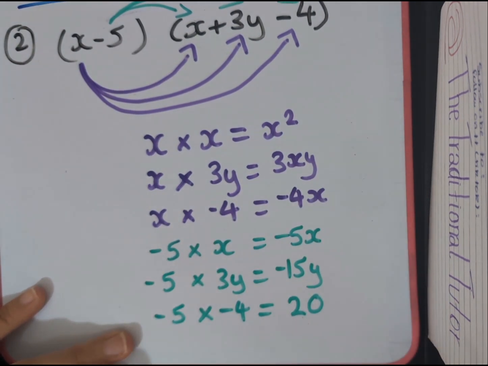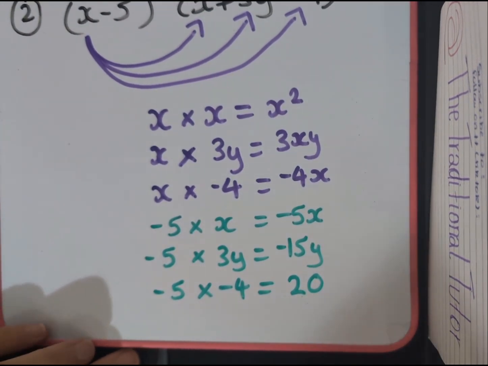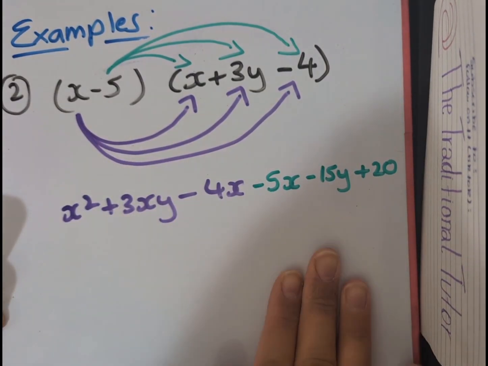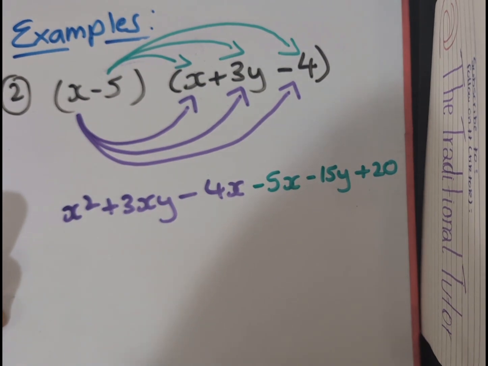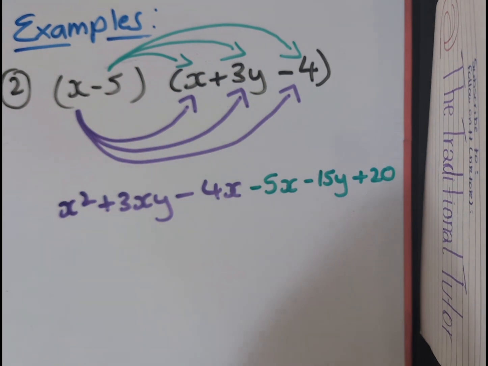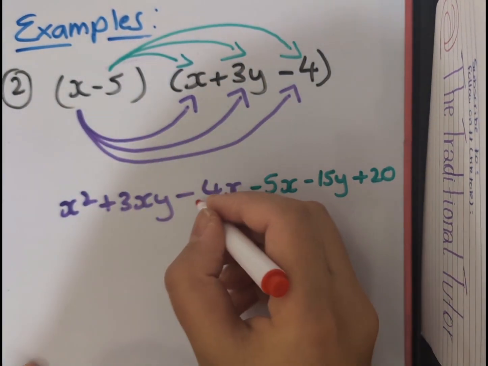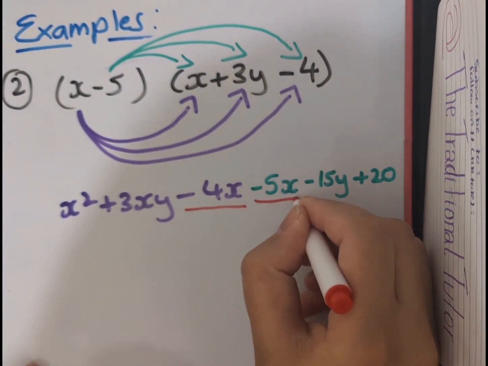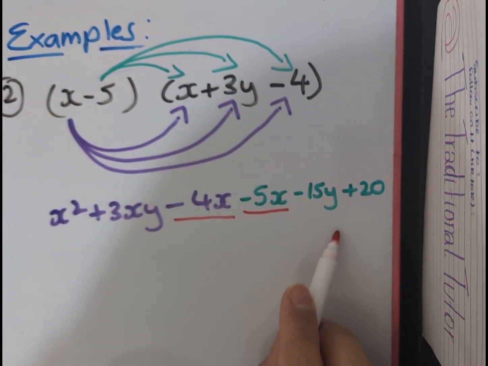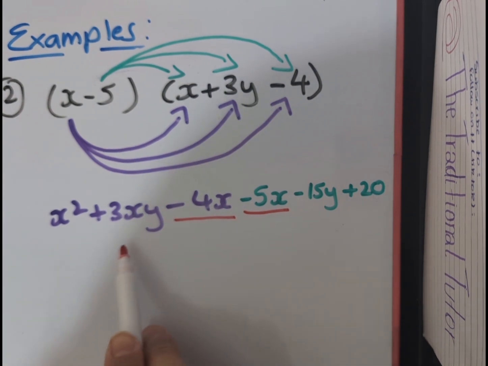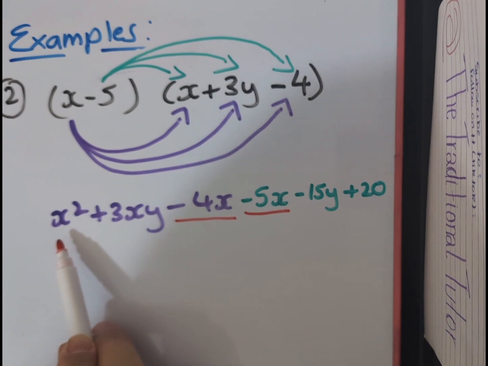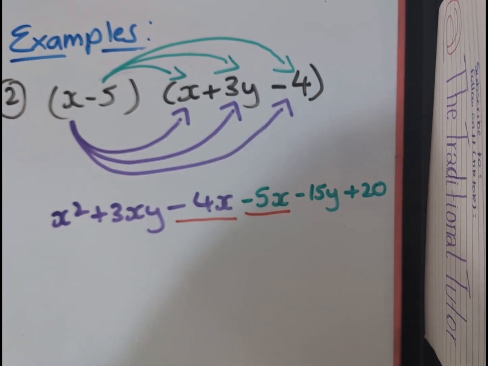Now it's just going to be a case of me collecting my like terms, okay? So I've written out my full answer. Now it's a case of me seeing, are there any like terms that I can actually collect? So I'm just going to take my red pen and see what I can collect. So I've got a negative 4x and a negative 5x. They are like terms. And that's about it. I haven't got anything else that I can collect together, because this is xy, this is a y term, this is a number term, and this is an x squared term. So I can't really collect anything else.